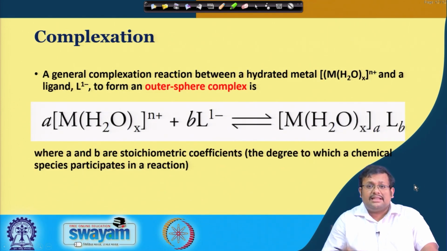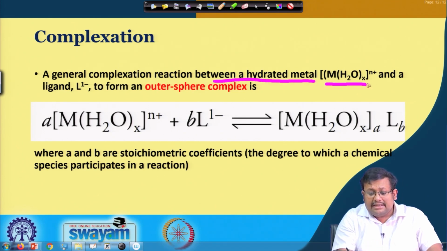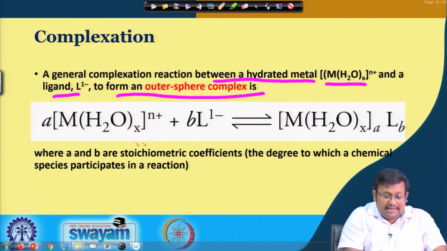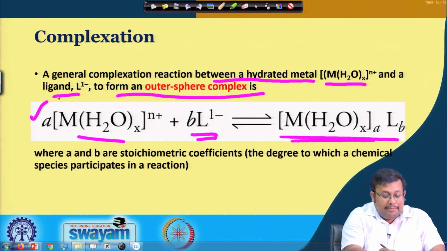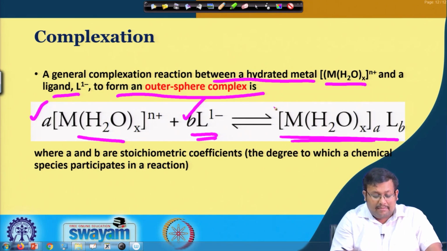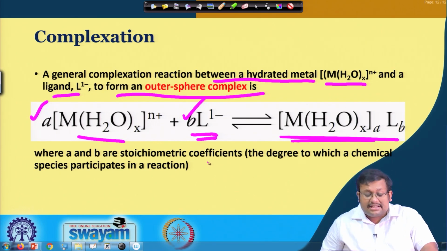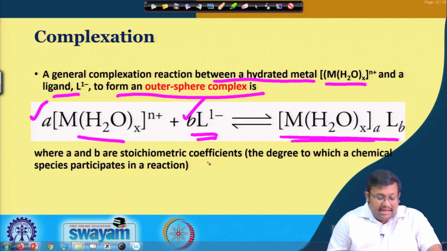Let us see the complexation, another process. In general, the complexation reaction between a hydrated metal and a ligand L1 minus forms an outer sphere complex. So, this is the hydrated metal plus a ligand forming an outer sphere complex, where a and b are the stoichiometric coefficients. We have already discussed stoichiometric coefficients. These are the degree to which the chemical species participate in a reaction.